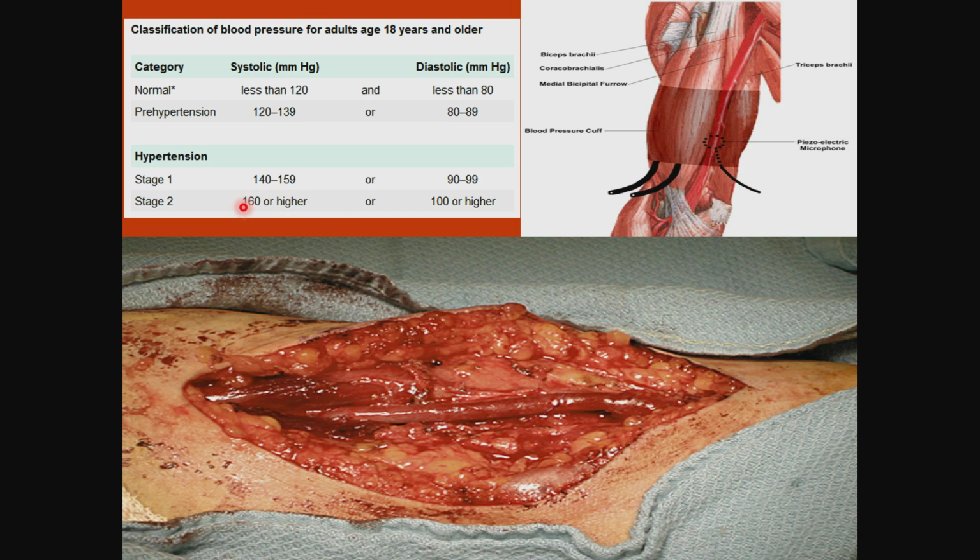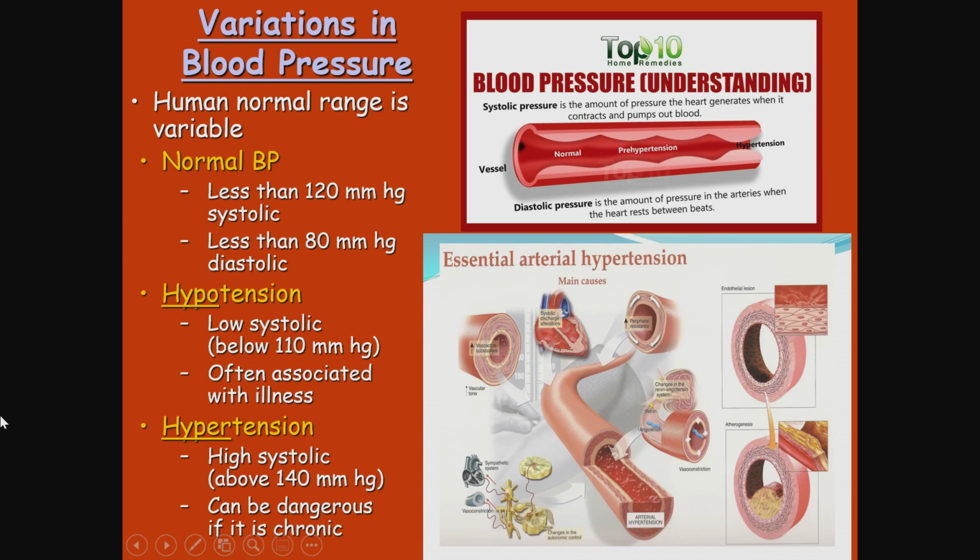Stage 2, this is getting really dangerous. You're probably going to go to the hospital if you're at stage 2 hypertension. Variations in blood pressure, guys: your blood pressure changes all the time throughout the day, and depending on your stress level, it will change as well. So the human normal range is variable.